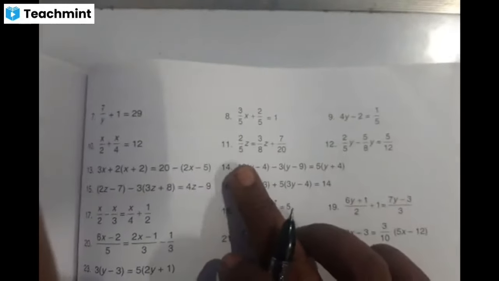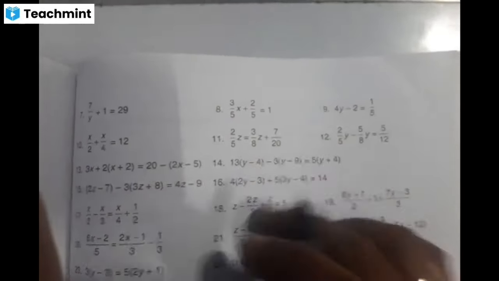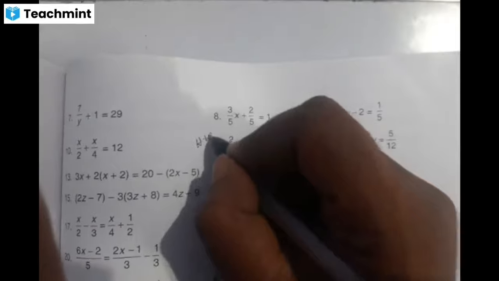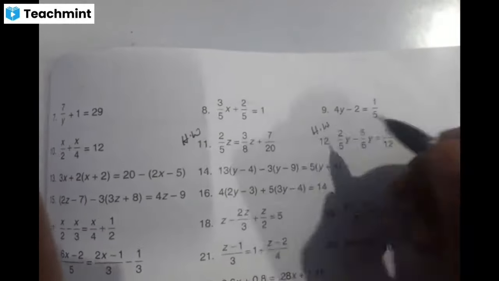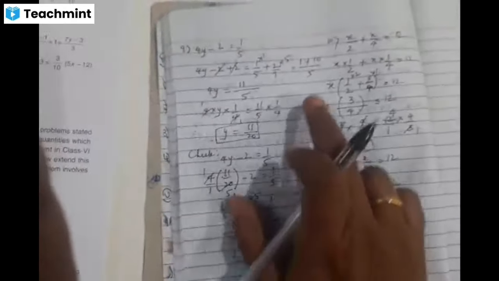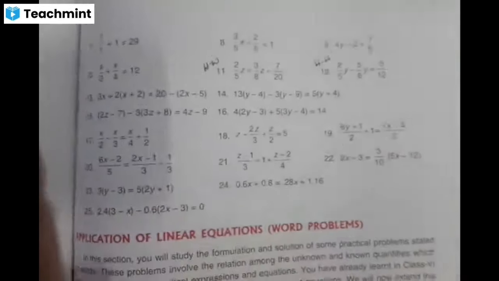So, still two problems are there, children. Same type, 11th and 12th. Take them for homework. So, in this session, we have discussed up to 10 problems. Next problems I am going to do in the next session. Hope you understood well. Thank you, children.